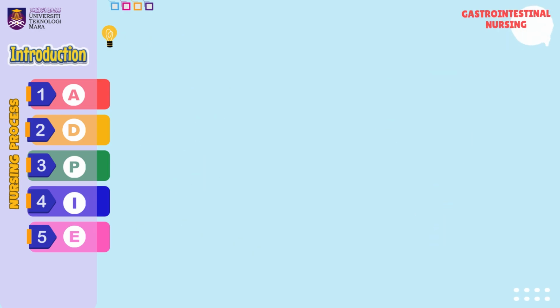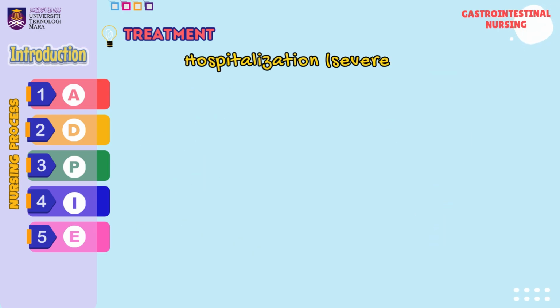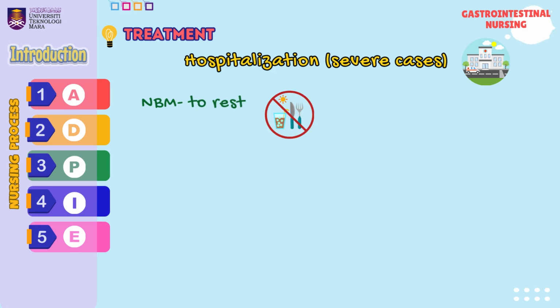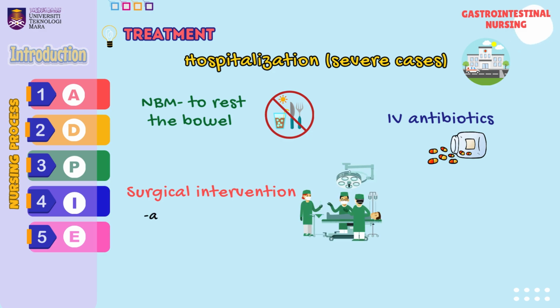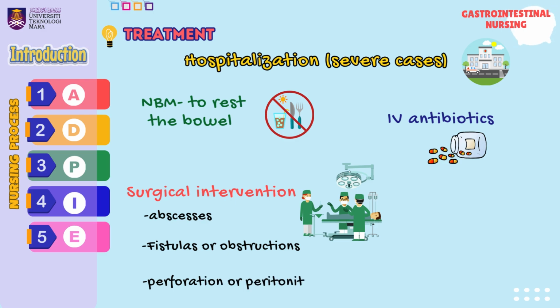For more severe cases, patients may require hospitalization. Initial treatment typically involves keeping the patient NBM, nothing by mouth, and starting IV antibiotics to control the infection and rest the bowel. If complications occur, such as abscess formation, fistulas, bowel obstruction, perforation, or peritonitis, surgical intervention may be necessary. This may involve removing the affected portion of the colon, especially in cases of recurrent diverticulitis.